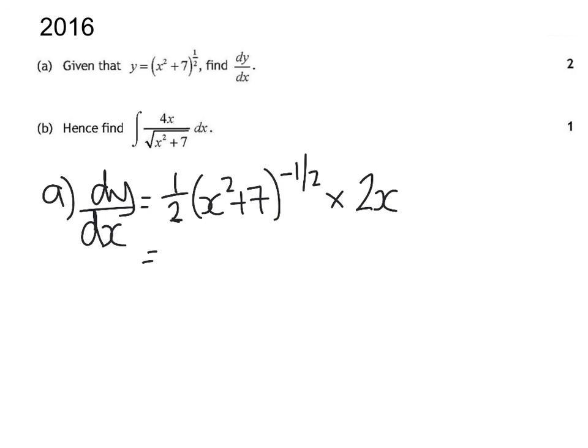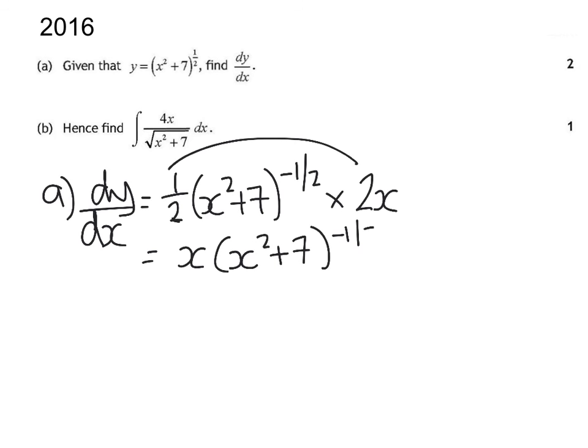Now, when I tidy this up, your half times 2 just gives you 1, and then you've got an x there. So we end up with x bracket x squared plus 7 all to the power minus 1/2. And then you know I like to write it positively. So we're going to write that as, power of half becomes the square root, x squared plus 7.